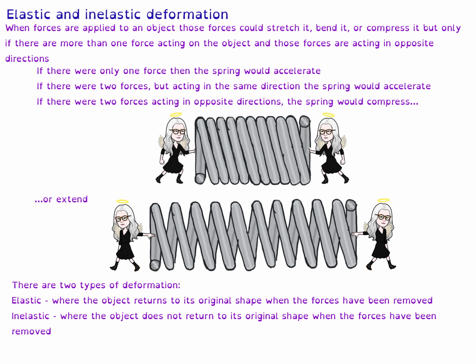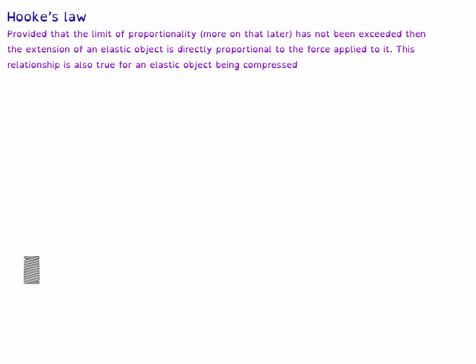There are two types of deformation. Elastic, this is when the object returns to its original shape when the forces have been removed, and inelastic, where the object does not return to its original shape when the forces have been removed. Provided that the limit of proportionality, more on that later, has not been exceeded, then the extension of an elastic object is directly proportional to the force applied to it. This relationship is also true for an elastic object being compressed.